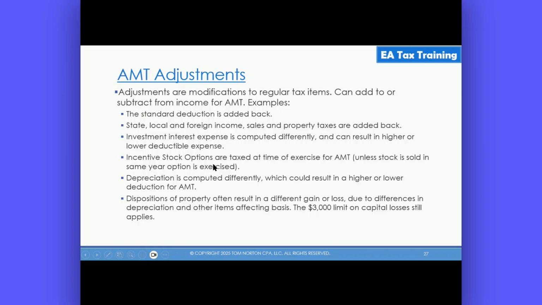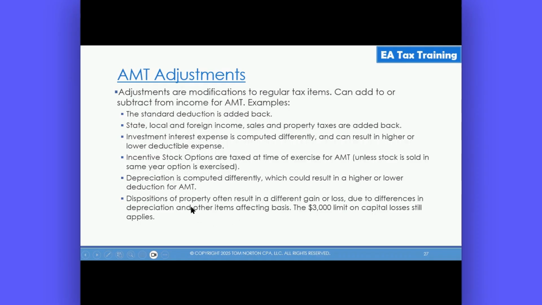Incentive stock options are taxed at the time of exercise for AMT. As you'll remember, incentive stock options usually, if they are qualified ISOs, are not taxed until the stock is actually sold. But for AMT purposes, they are taxed at the time that those options are exercised. Depreciation is computed differently for AMT, which could result in either higher or lower depreciation expense.